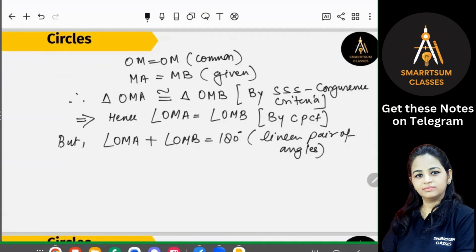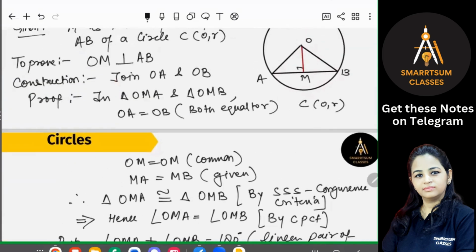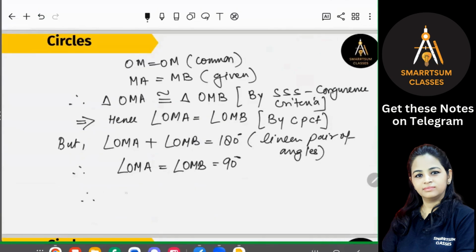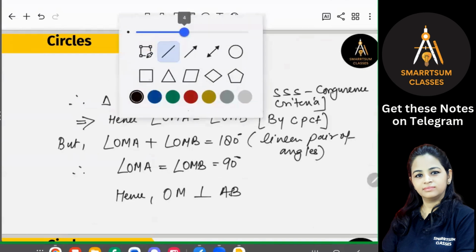That means, since they are equal, we can say that angle OMA is equal to angle OMB is equal to 90 degrees. Each one of them is 90 degrees. Since these two angles are 90 degrees, we can say that this line segment OM, this bisector OM, is perpendicular to the chord AB. Getting that? So therefore, hence OM is perpendicular to AB.